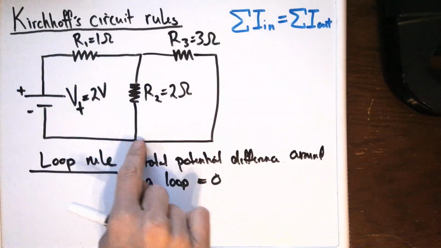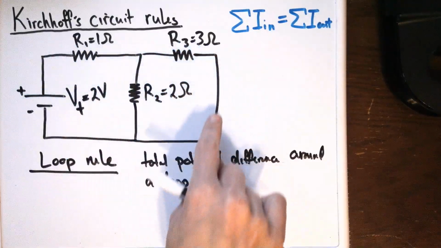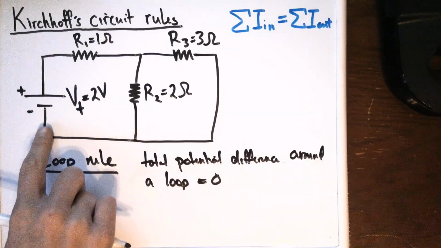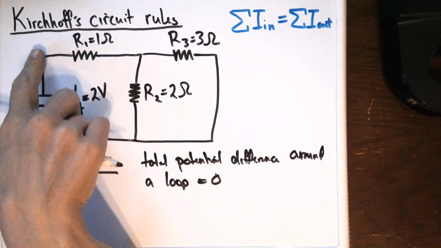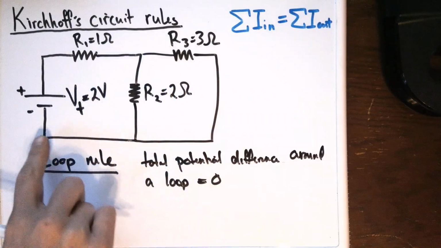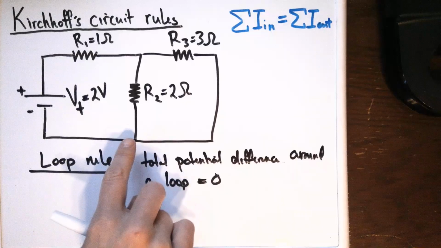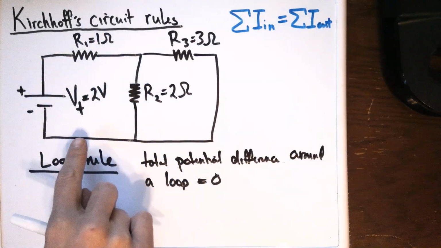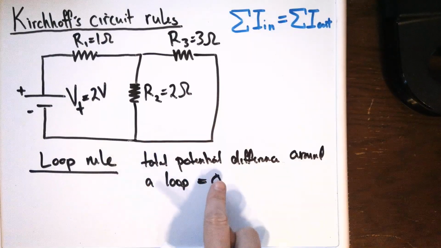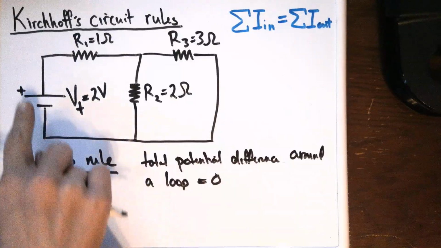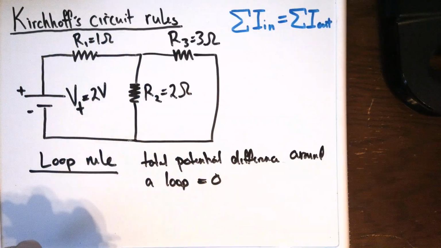So like here's a loop. This guy's also a loop over here. You can go one loop all the way on the outside. Those are all loops. So as you travel a loop and you look at how much voltage you gain on a battery, how much you lose across a resistor, lose across a second resistor, all of those gains and losses have to cancel each other out. So once you get back to where you started, you end up at the same potential you began at. So the difference from start to end is 0.